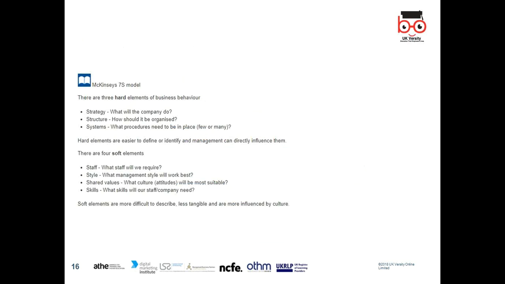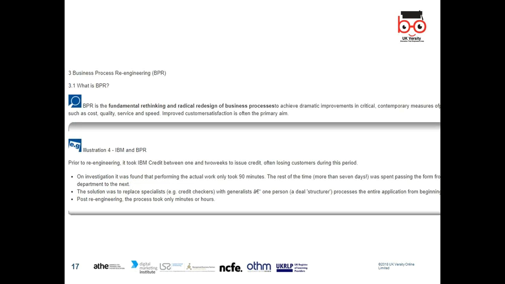Okay, so the 7S: what the company will do, how the system should be organized, what procedures need to be in place, depending on the nature of the business. Staff, what will be required. Style, what management style will be required. What shared values or culture will be there, and what skills are required. Then we have business process re-engineering, which is a fundamental rethinking and radical redesign of business processes. This is all about reprocessing.